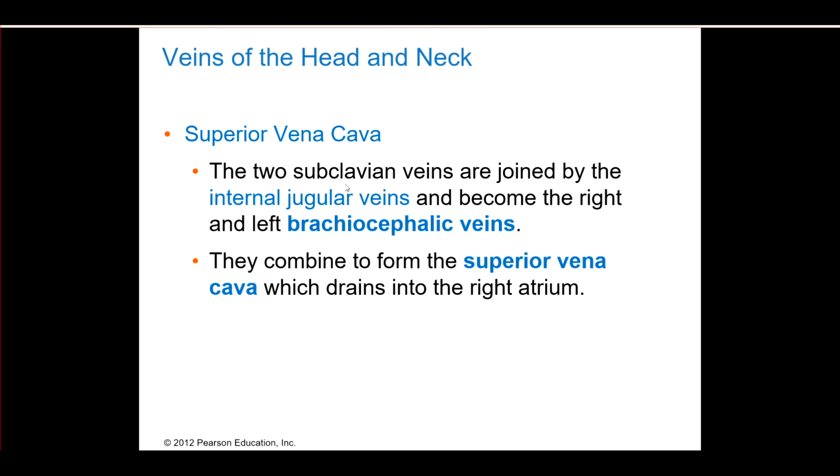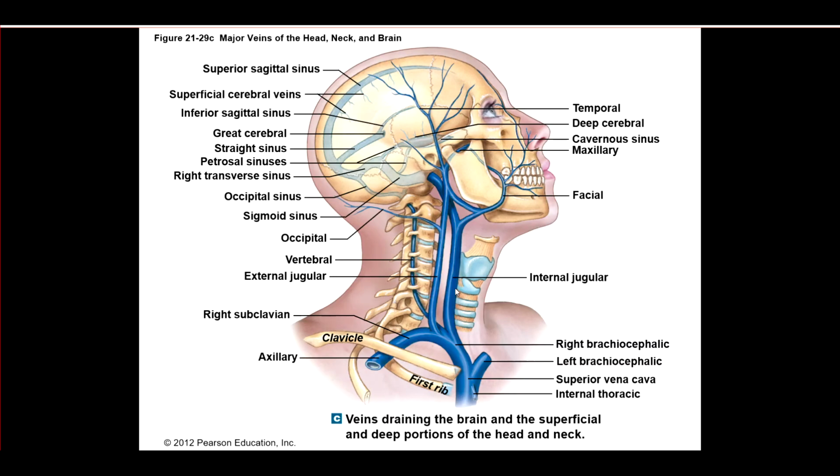The two subclavian veins, right? These are going to be veins that are draining the upper limbs, and are going to be joined by the internal jugular vein. So once these two subclavian veins meet an internal jugular vein, they are now going to form the brachiocephalic vein, right? We're going to see there's one brachiocephalic vein on the left, and then there's another brachiocephalic vein on the right. These two brachiocephalic veins are then going to combine to form this big vein that enters the right atrium, known as the superior vena cava. All right, so it sounds confusing, but watch this.